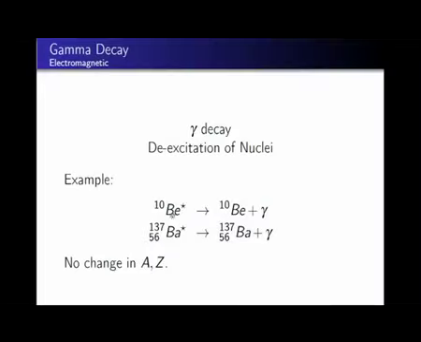So, I have given you two examples here. Here is 10 beryllium in its first excited state. It comes to the ground state by emitting a photon. In a similar manner, here is a heavier nucleus, 137 barium. Everyone has heard of barium. That again comes down from its first excited state to the ground state.